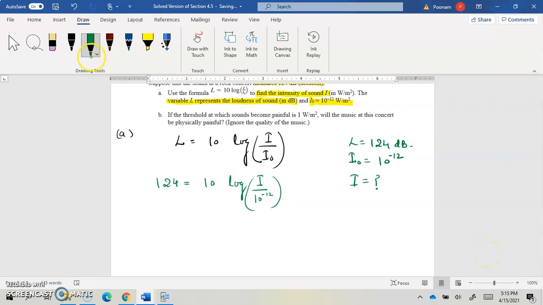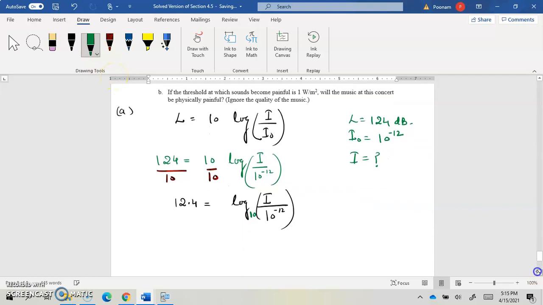So it's a log equation. We can divide both sides by 10 to get rid of the 10. We need to isolate the log term. That will be 12.4 is equal to log of I divided by 10 raised to power negative 12. Now the base is not written here. That means it's a common log with base 10.